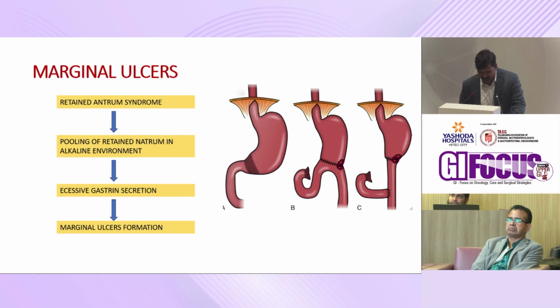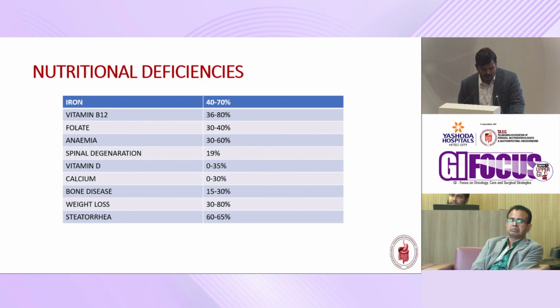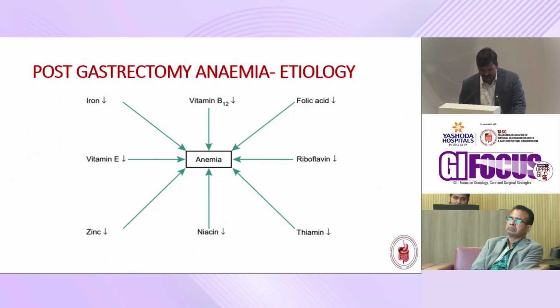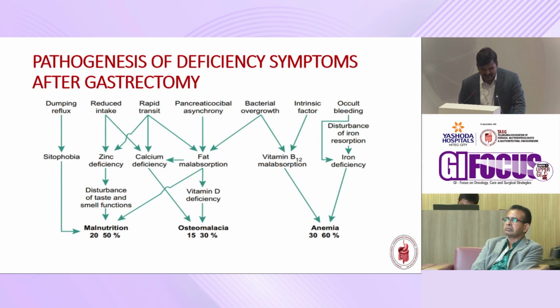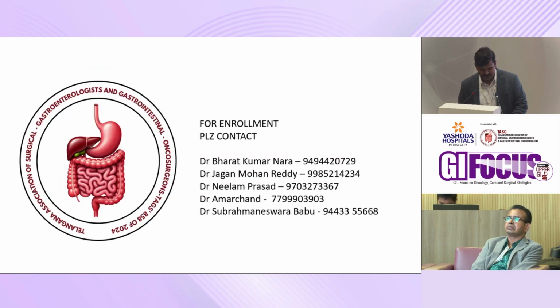Last one is nutritional deficiencies, where the most common deficiencies are iron, vitamin B12, folic acid, and vitamin D and calcium levels. So for anemia post-gastrectomy, we have to evaluate for all the multivitamin deficiencies. There can be multiple pathogeneses for the deficiency after gastric surgery. It can be because of dumping, reduced intake, reduced transit, bacterial overgrowth, intrinsic factor deficiency, or occult bleeding, which results in anemia, osteomalacia, and malnutrition.